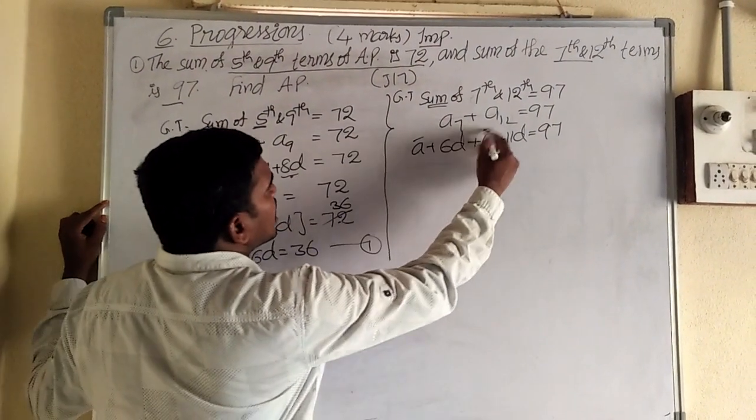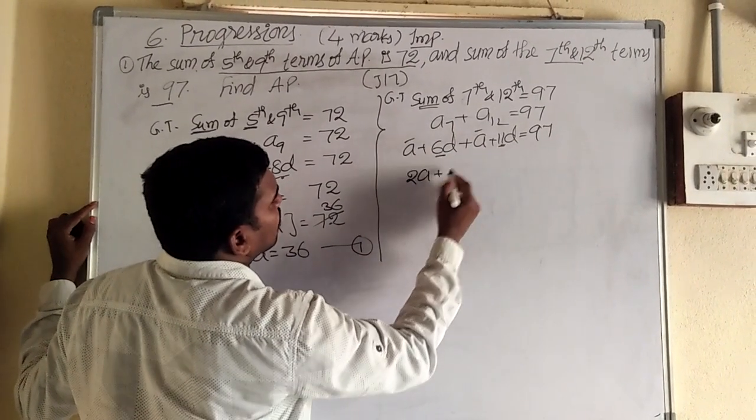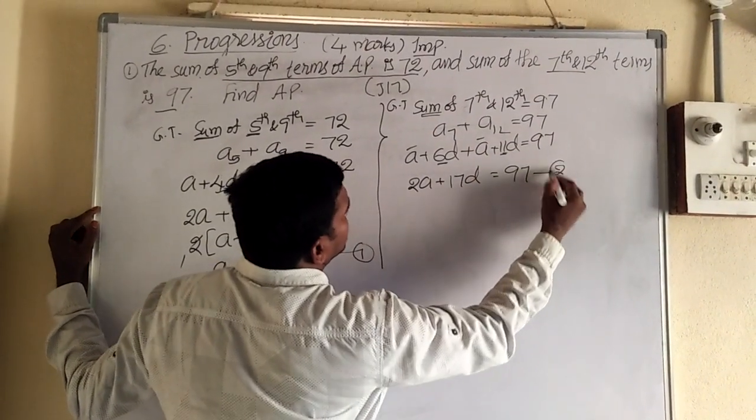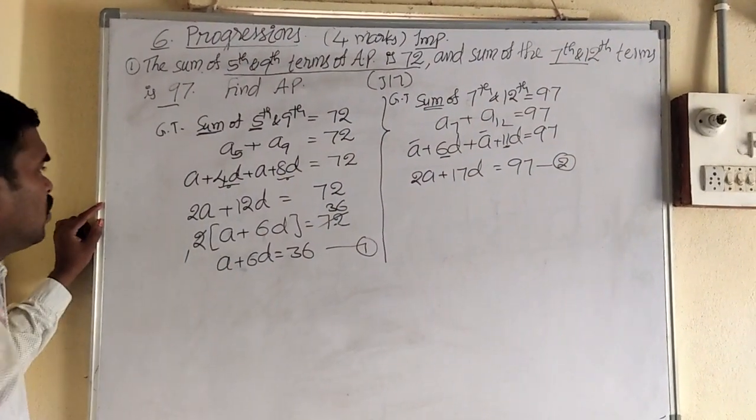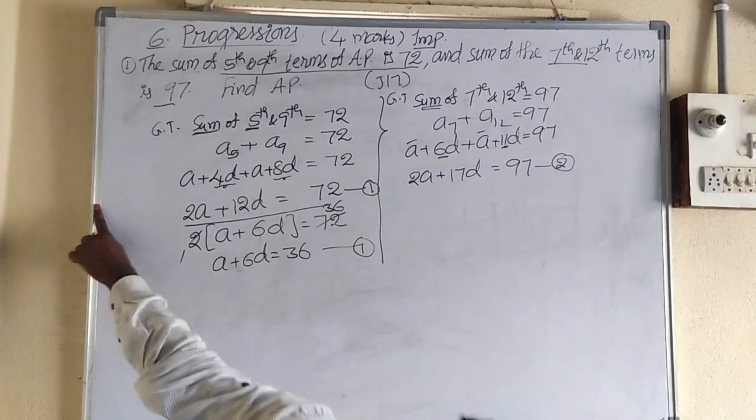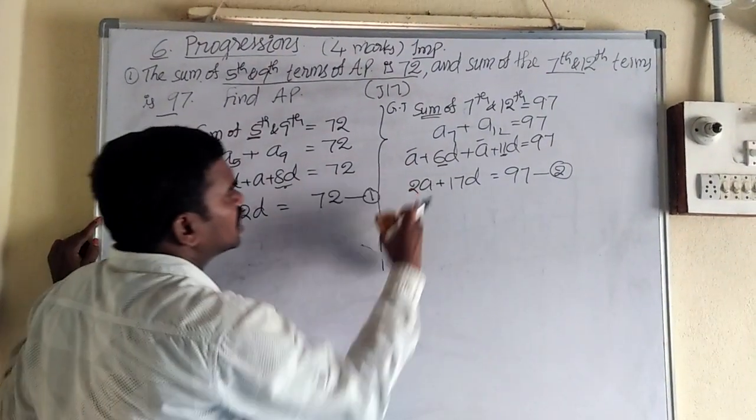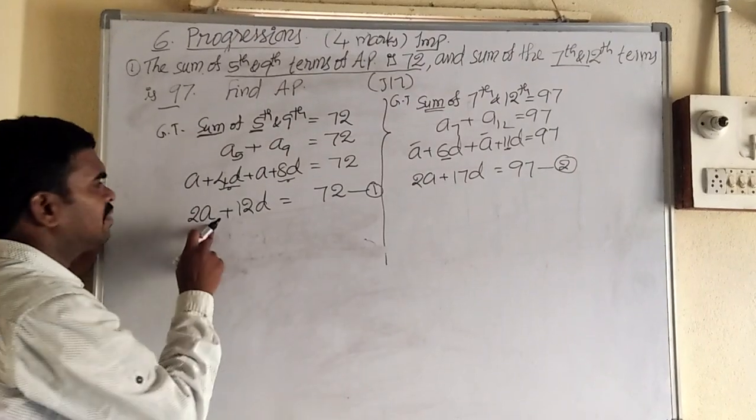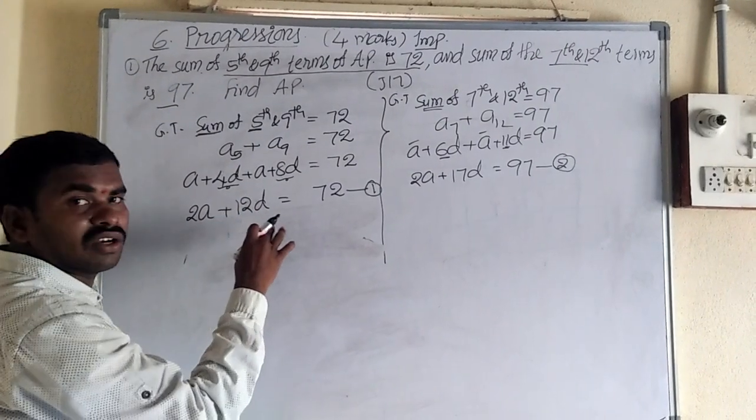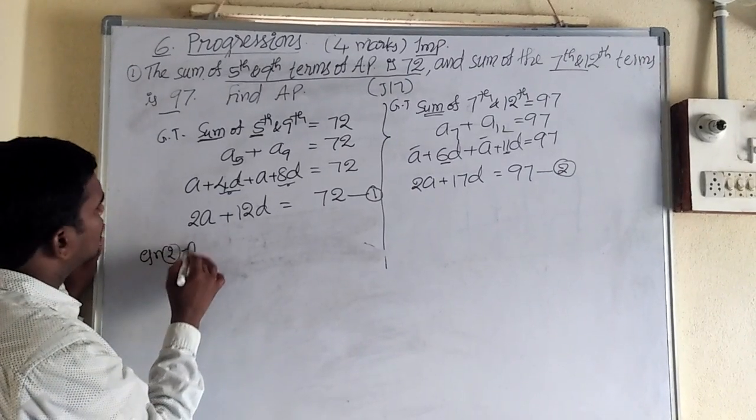So here A plus A becomes 2A, and 6 plus 11 is 17D, equal to 97. Here there is no common factor, taken as equation 2. I think it is better to take 2A plus 12D equal to 72 as equation 1. Because here the A coefficient is 2, and here the A coefficient is 2. If the coefficients of the terms are the same, after subtracting 1 and 2, the 2A cancels and we get the answer in D terms. So I am doing equation 2 minus equation 1.